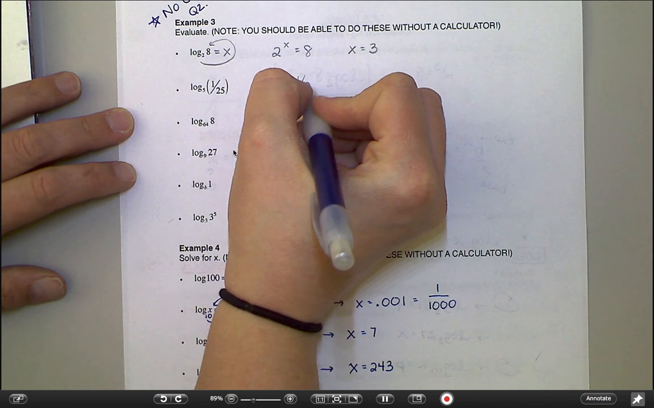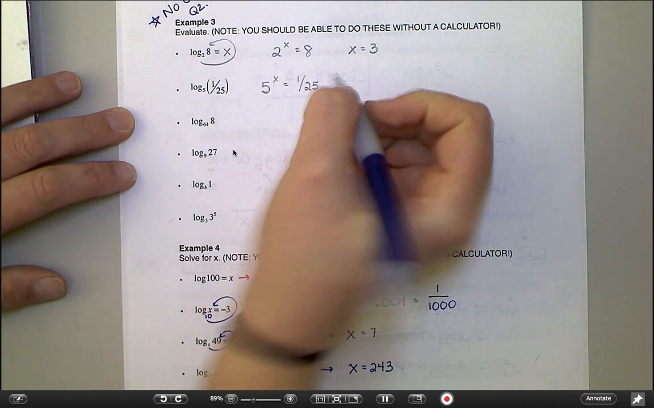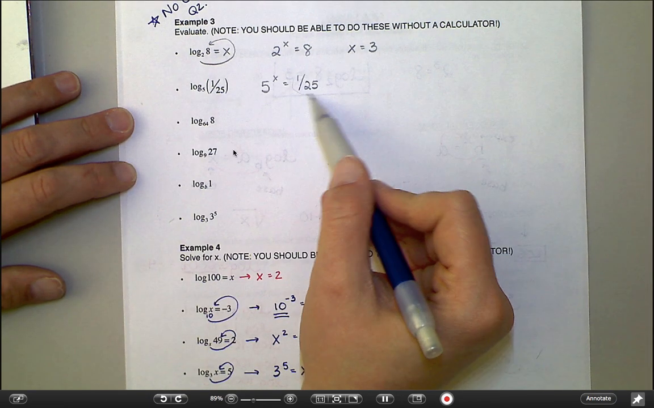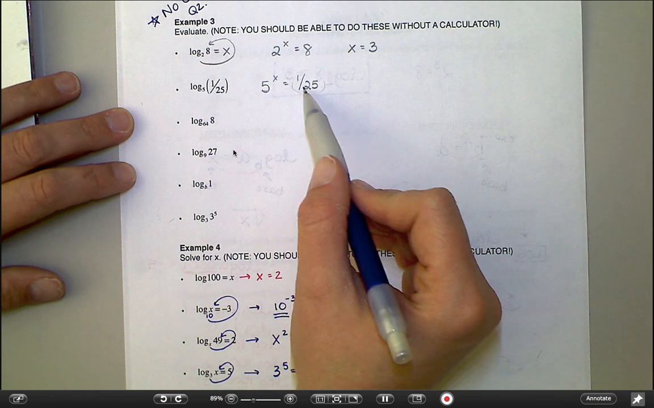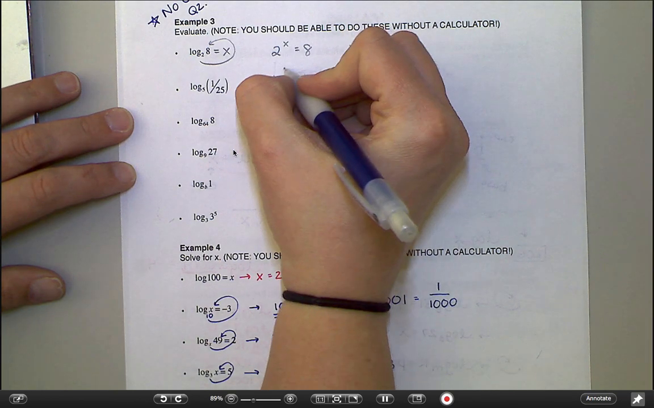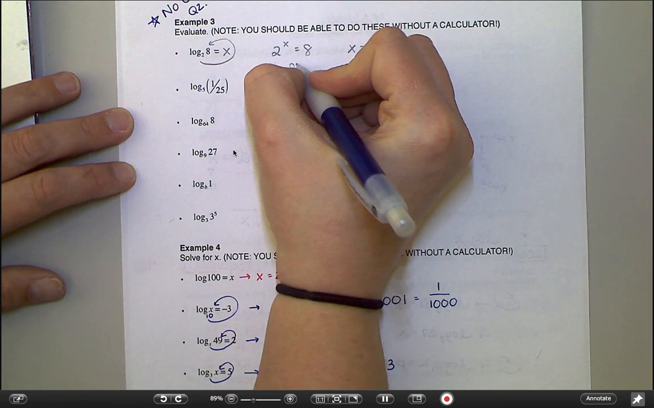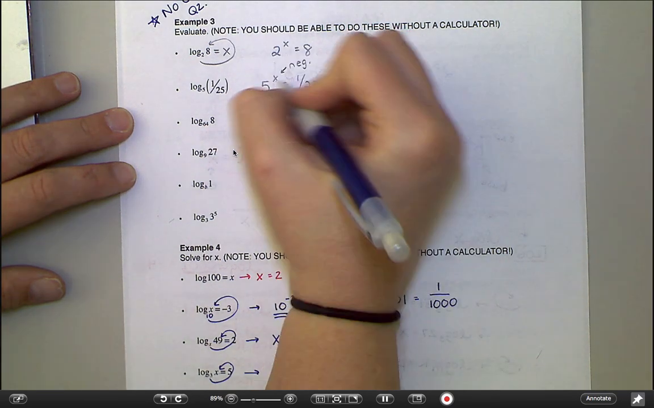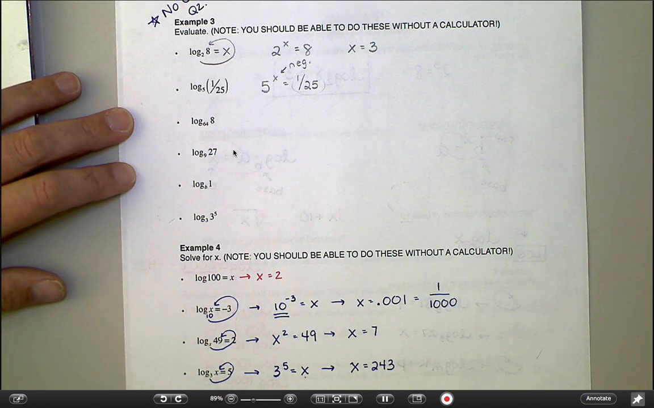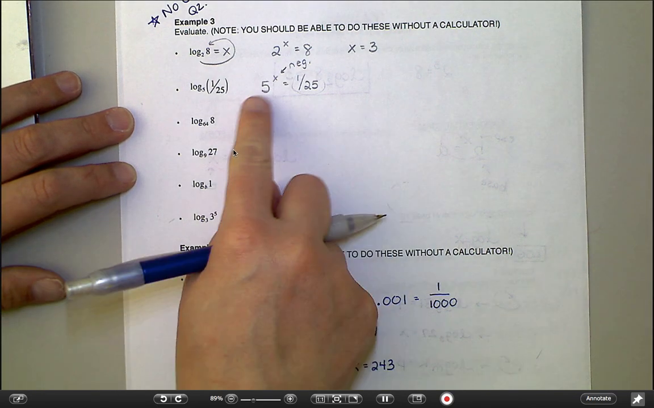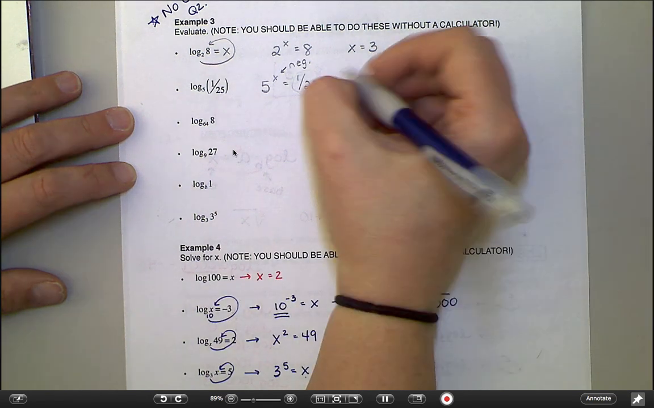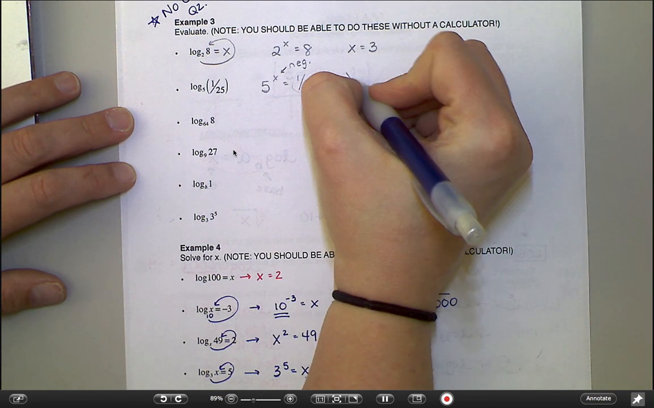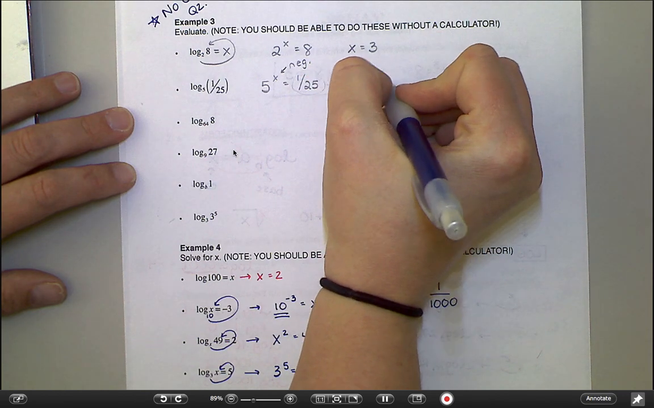Okay, so then the next one I'm asking you, 5 to the power of what makes 1 over 25? Right away, I notice that I have a fraction here. And the way that we get fractions using exponents is by using negative exponents. We know this has to be negative to get this thing to flip over like that. Then I think to myself, well, 5 to what power makes 25? That would be 2. So x equals negative 2.